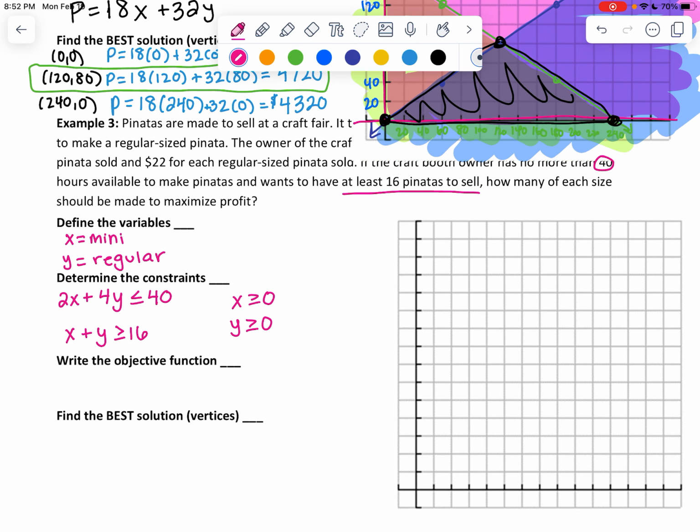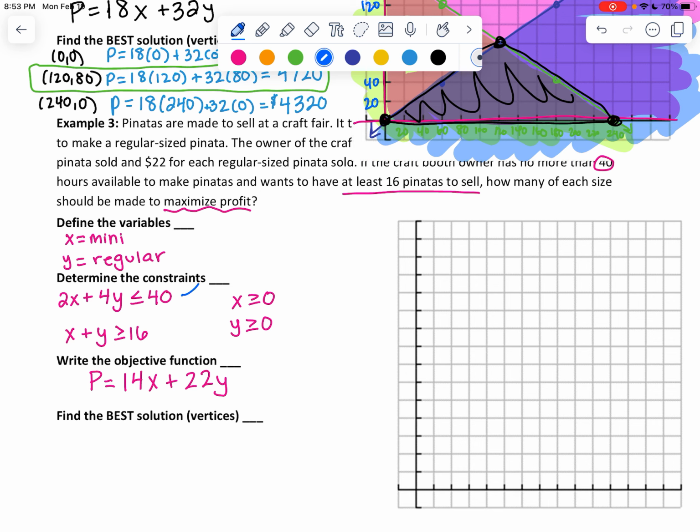Now the objective function, we're trying to maximize his profit again. So we're going to have a profit function. And we know that he makes $14 for each mini piñata, so 14x, plus $22 for each regular sized piñata, so 22y. And now we're ready to graph.